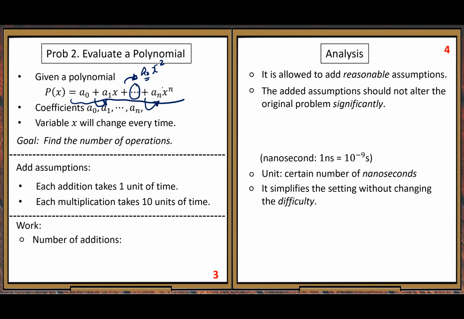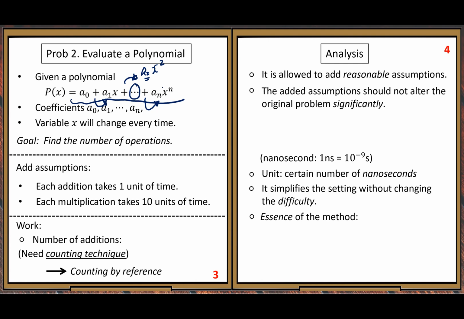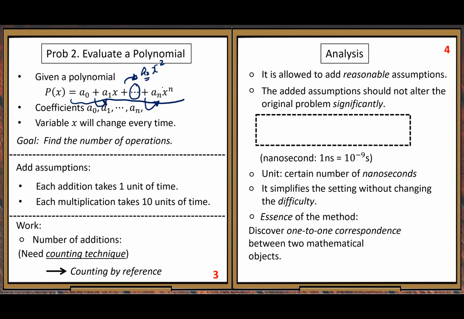Let me describe this method, because later we will use it many times. This counting by reference technique: the essence of this method is that we need to discover a one-to-one correspondence between two mathematical objects. Here in this example, we have these two objects. Object 1, additions. Object 2, subscripts.